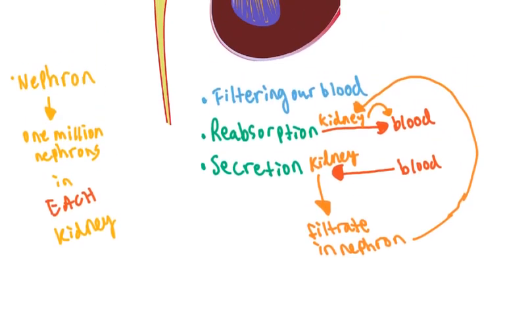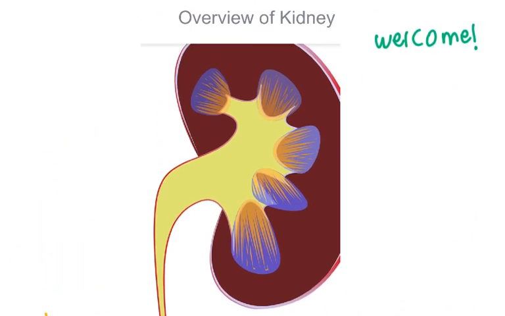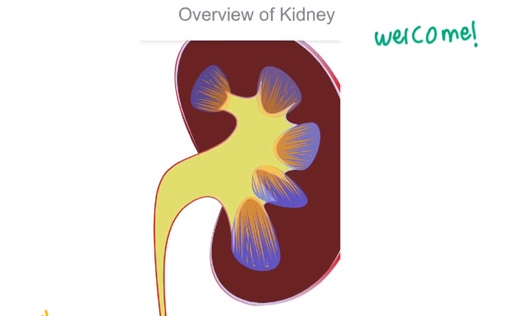So let's first talk about our renal cortex. Our renal cortex is going to be the outside of our kidney. When we're talking about the renal cortex, that's where we're going to see a lot of our nephron parts. So let's go ahead and draw the renal cortex.